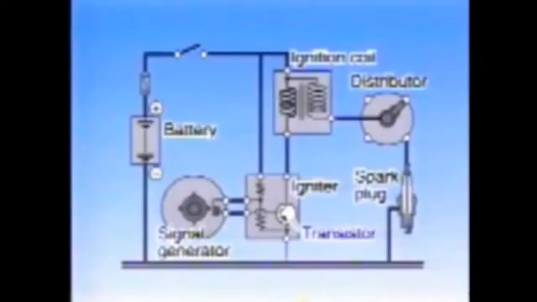An ignition coil, a signal generator, and an igniter are integrated with the distributor. In the transistorized ignition system, the ignition signal from the signal generator is transmitted to the transistor in the igniter. This transistor turns the primary current in the ignition coil on and off.